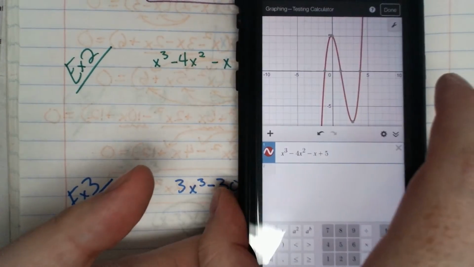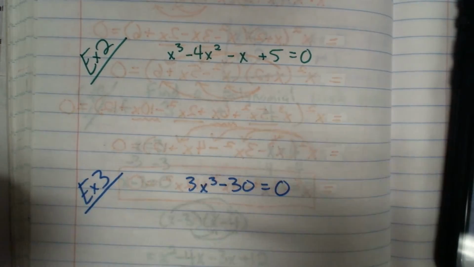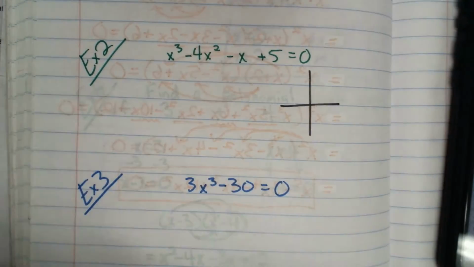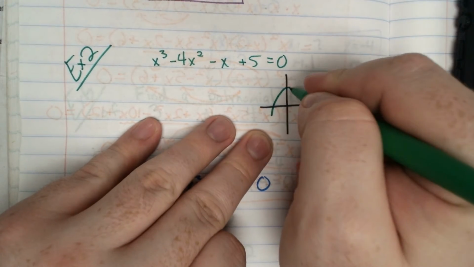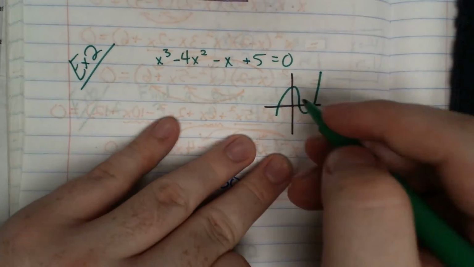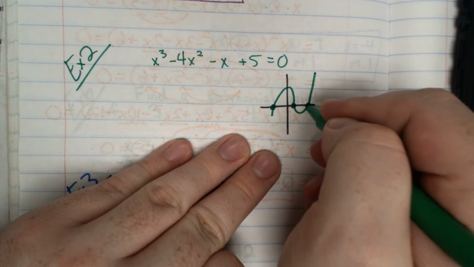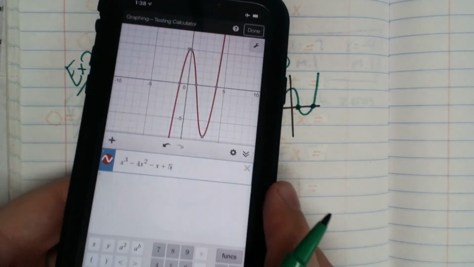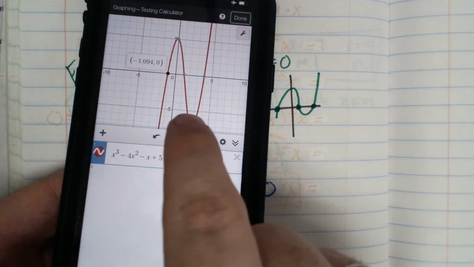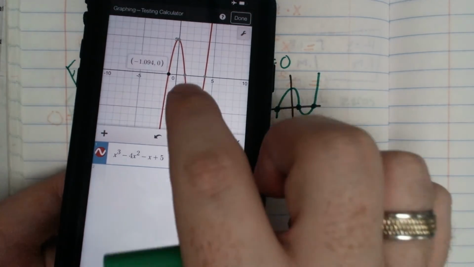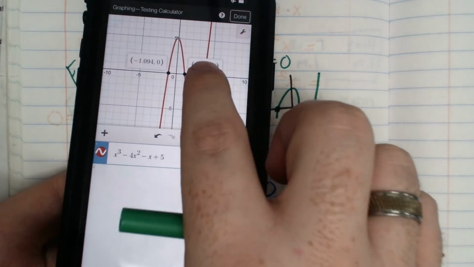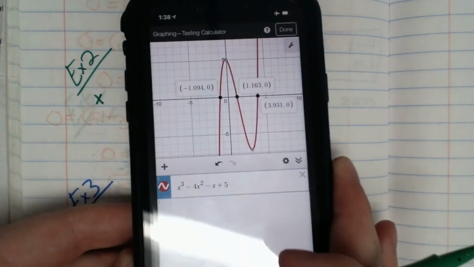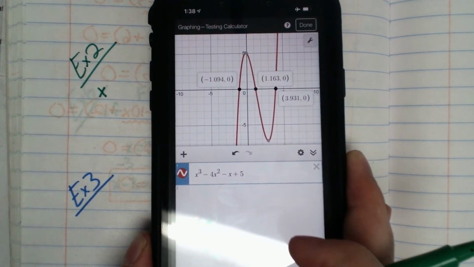So we've got a graph that looks something like this. And I've got 3 zeros here. So I have about -1.094, about 1.163, and about 3.931. So these look like approximations. They're not whole numbers or integers.